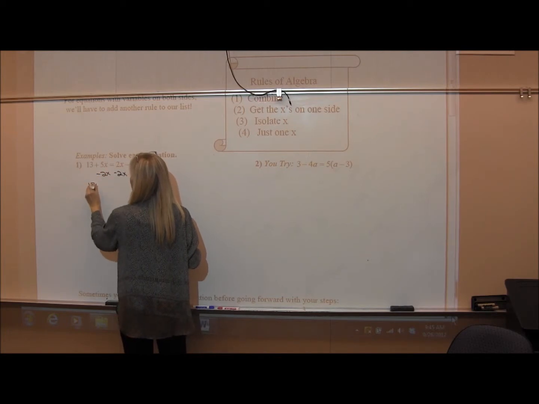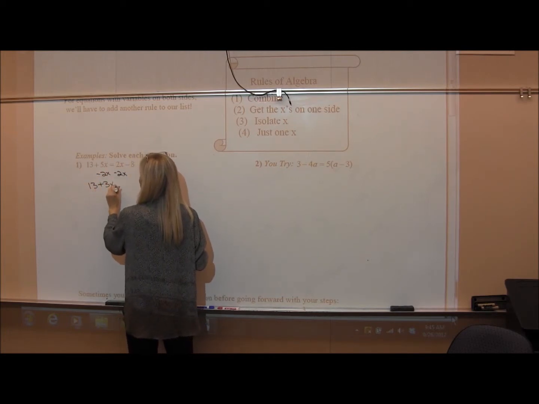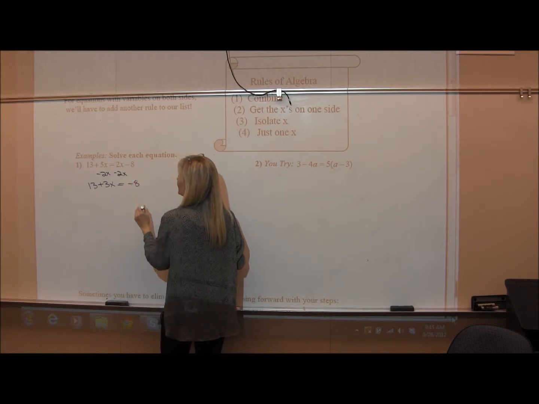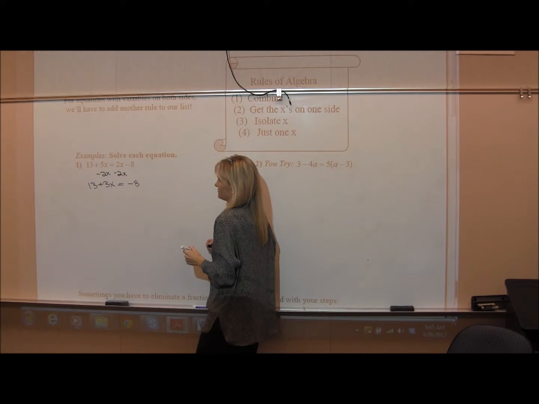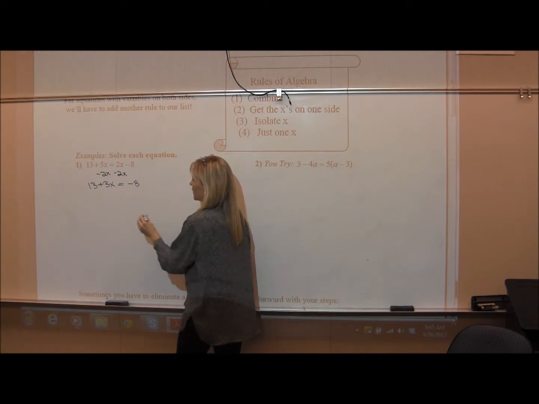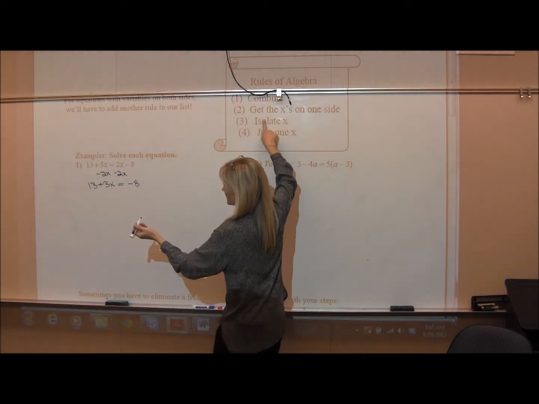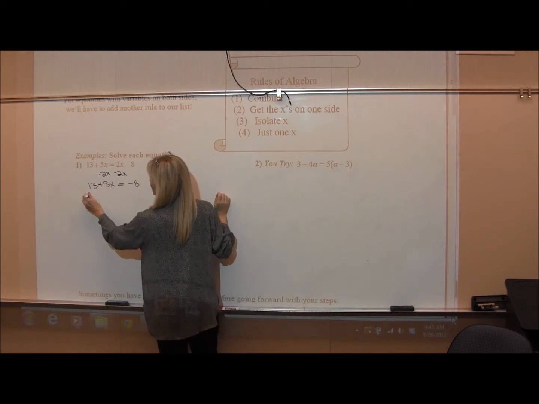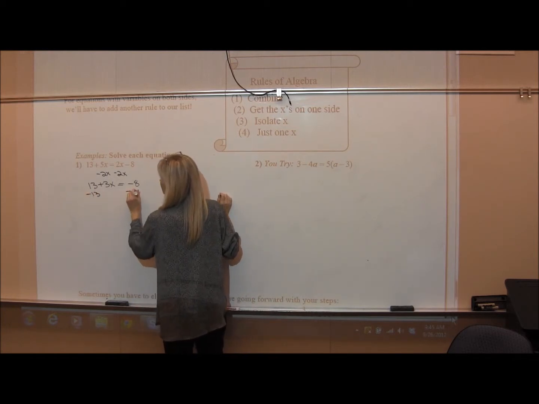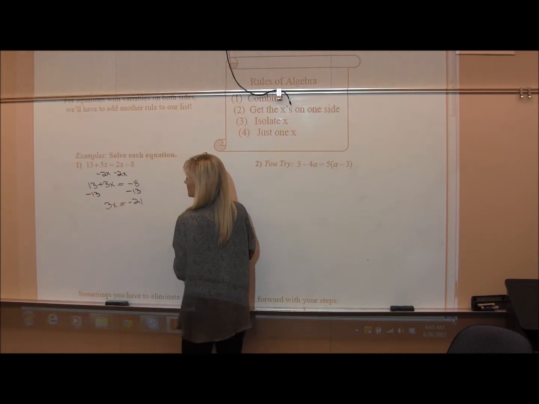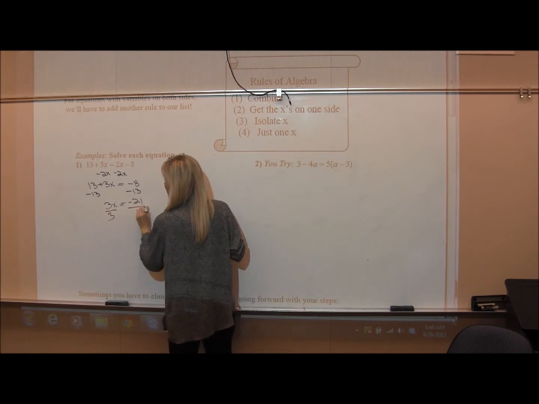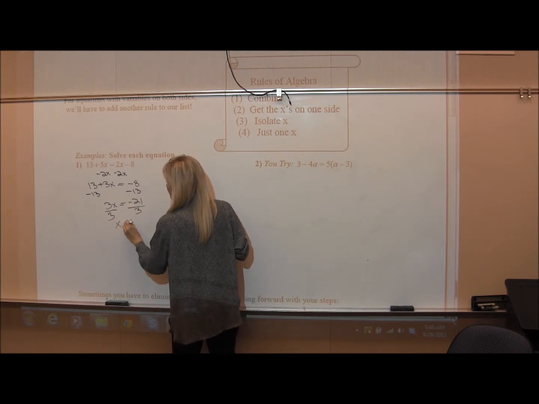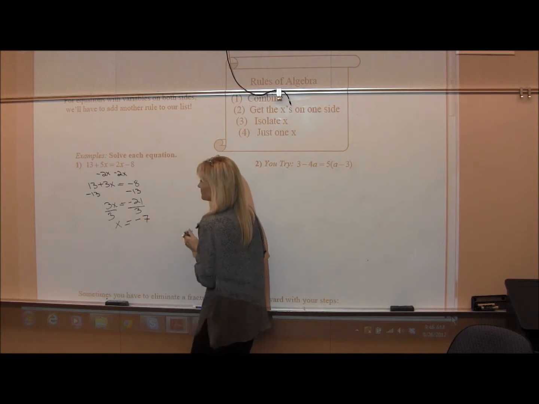So then I get 13 plus 3x equals negative 8. And it's important to remember that negative is part of that 8. Okay? Now I'm going to just go back to isolating x. So I'm going to subtract 13 from both sides. So then I have 3x equals negative 21. Then I want just one x, so I'm going to divide by 3. So then I have x equals negative 7.